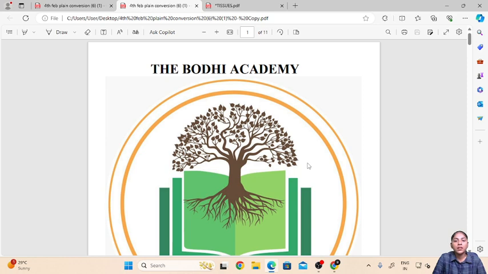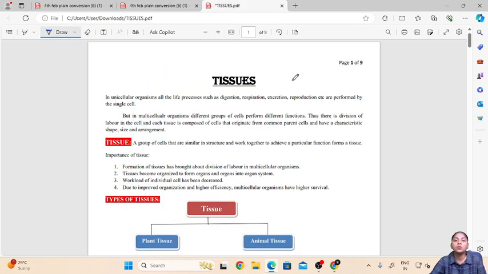I am Mahanta Naik and today we will learn class 9 science chapter 6, that is tissues. Now in earlier classes we have learned that all living organisms are made up of cells and these cells perform various life processes in the organisms. Now, in unicellular organisms, all the life processes are carried out by a single cell. So, a single cell will carry out digestion, reproduction, respiration, excretion, etc.